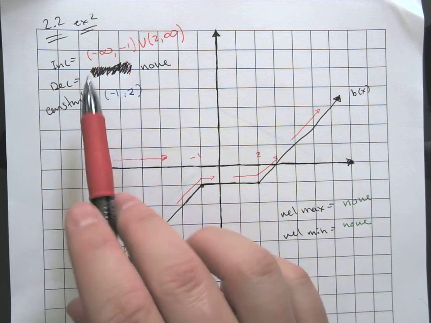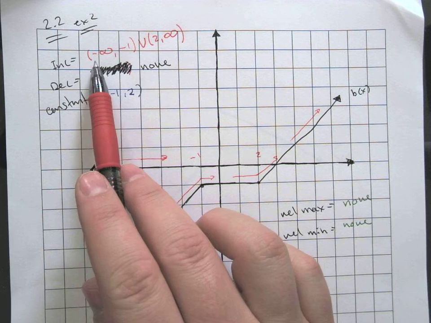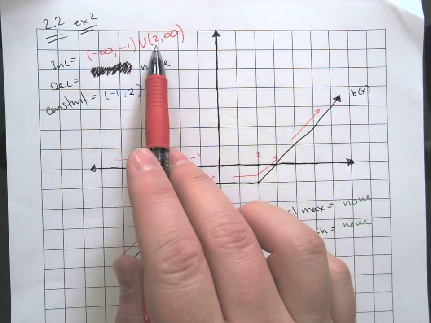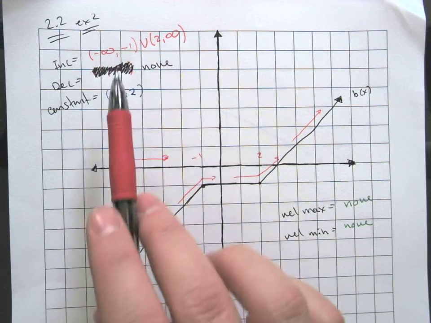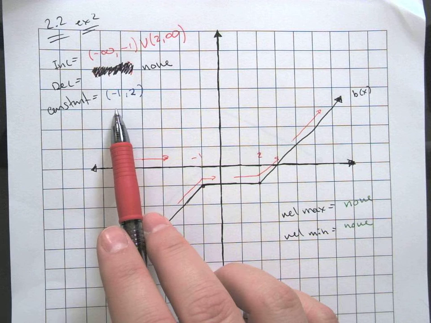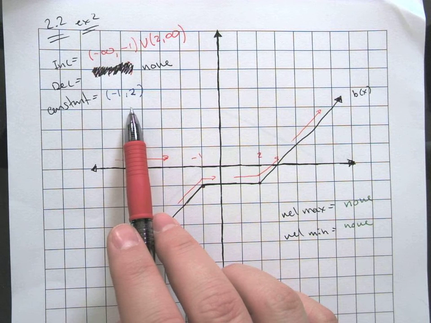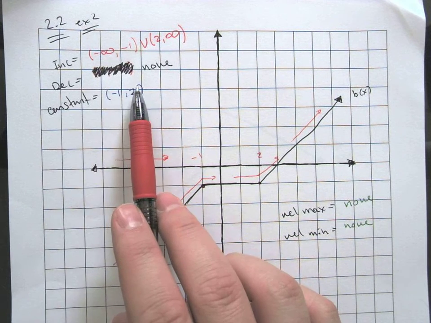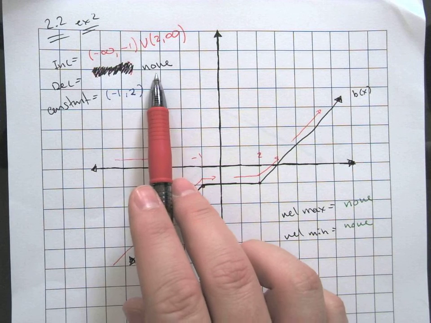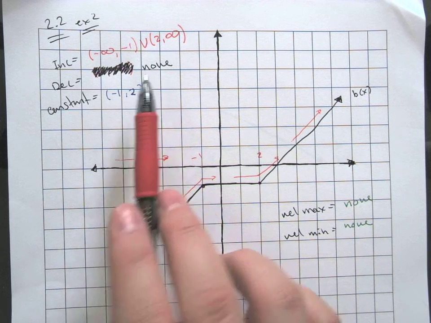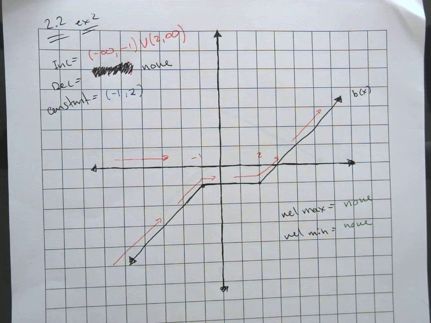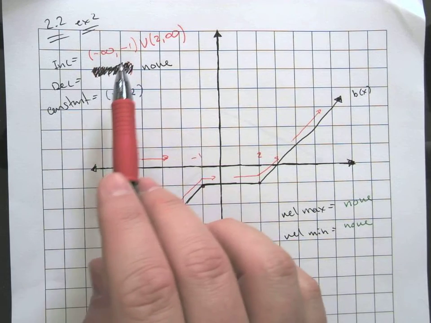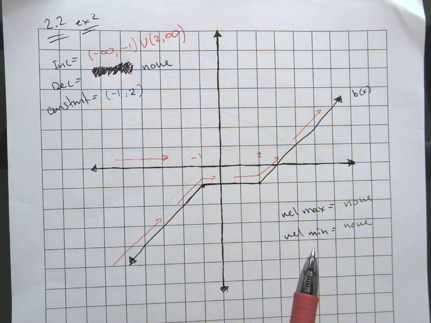So we've got two sections where we're increasing: from negative infinity to -1, and also a second section from 2 to infinity. We have a piece in the middle where we're constant from -1 to 2. That's filled in all of our different values, so we never have any intervals where we're decreasing. So we're just going to mark that as none for now. Ignore this black scribble.